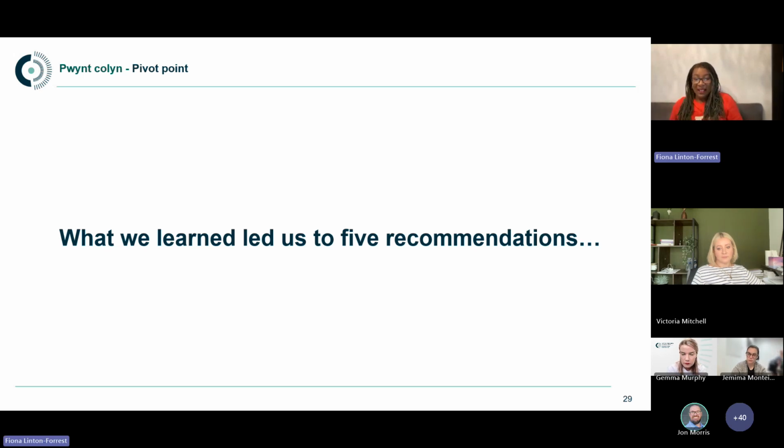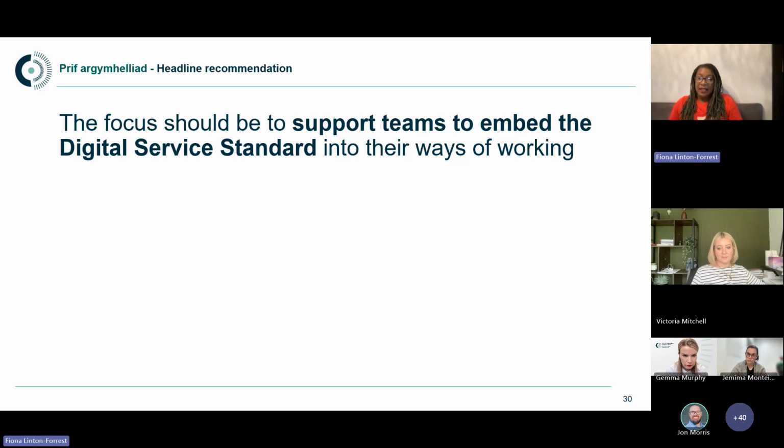What we learned from this led us to 5 recommendations. So in the second round of research, there was still plenty of evidence to support that fundamental user need. So basically, the headline recommendation was that the focus should be on supporting teams to embed the digital service standard into the way of working.